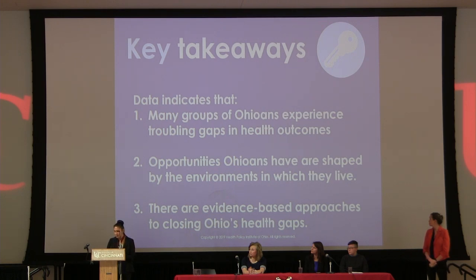So here are three key takeaways for my presentation this morning. I'm going to be sharing data from a few of the publications that we have put out at HPIO and highlight some of the analysis that we've done around health disparities and health inequities in our state. Our first key finding is that there are many groups of Ohioans who experience gaps in health outcomes in our state, and that the opportunities Ohioans have are really shaped by the environments in which we live. We know that there are evidence-based strategies that can be deployed strategically, both at the state and local level, to really close those health gaps.